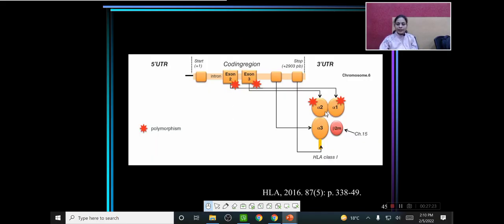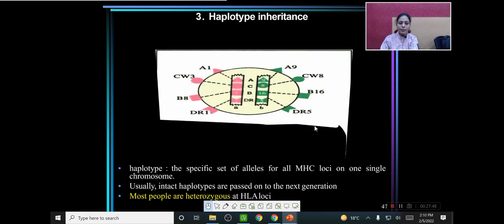These are the alpha 1, alpha 2, alpha 3, beta 2. These are the polymorphism. The same gene has different forms, like alpha 1, alpha 2, alpha 3. We call it the alpha chain, and this alpha chain is separated into alpha 1, alpha 2 and alpha 3. This represents polymorphism. Now, haplotype inheritance.